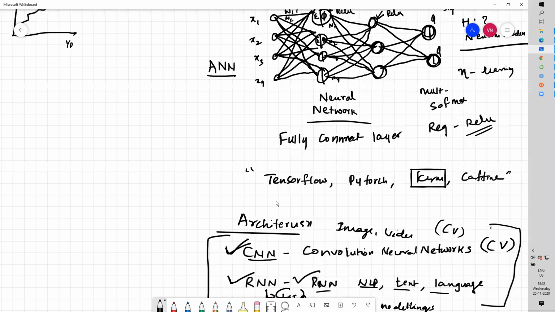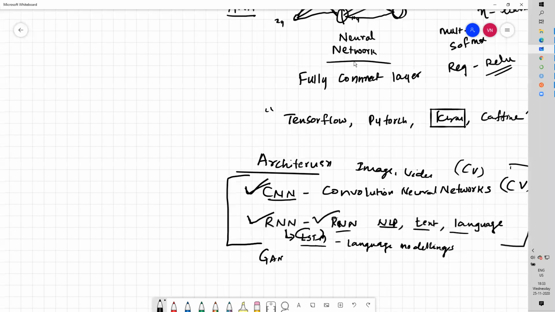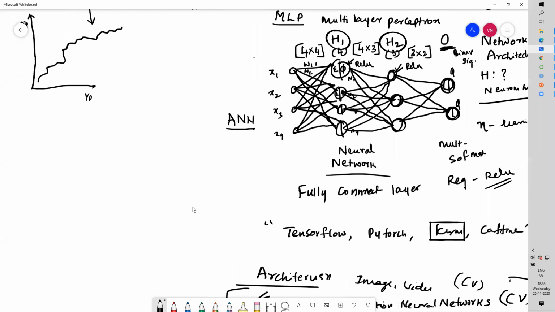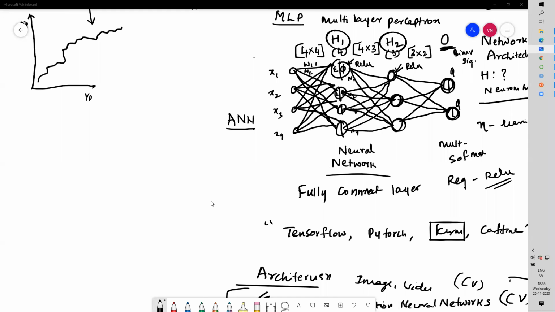But in CNN, the neurons are not connected like this. I will explain the CNN architecture on the last day when I show you an example. In CNN, the architecture is going to be very different. So they are not fully connected, and the way they process the data is also going to be slightly different.